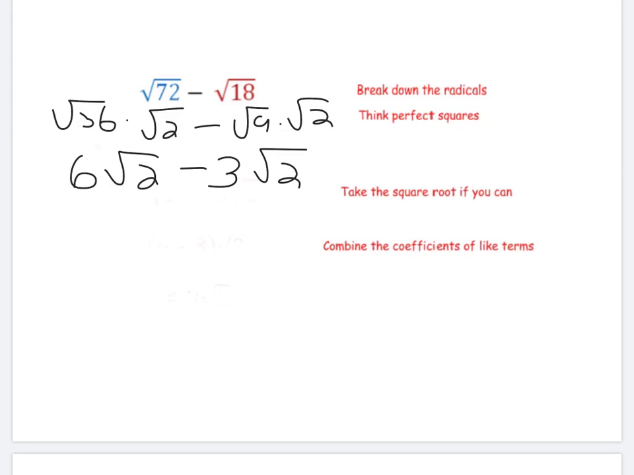My radicands are alike, they're both the square root of 2, so now I can combine my coefficients, so 6 minus 3 is 3, so I would have 3 square roots of 2 as my final simplified answer.